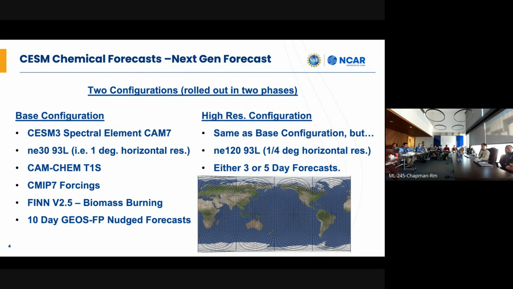And then in the second phase, we want to take the same configuration but increase from NE30 to NE120, so a 1/4 degree uniform global resolution. And depending on how expensive that ends up being, those will either be 3 or 5 day forecasts, just because I have to run these and have them out in a reasonable amount of time so that they can be properly used.